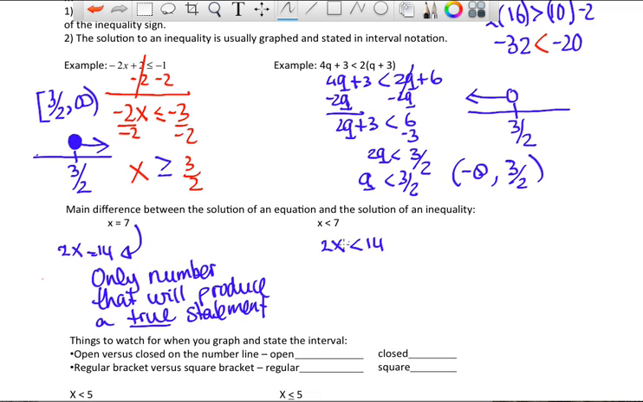For the inequality, we don't have just one number that works. It says pick a number less than 7. So 6 would work, right? 2 times 6 is 12, that's less than 14. 5 would work, 2 times 5 is 10, is less than 14, etc., etc., including all the decimals and the fractions and all that other stuff, and including negatives. So in an inequality, what it does is it gives you a range of numbers that will work.